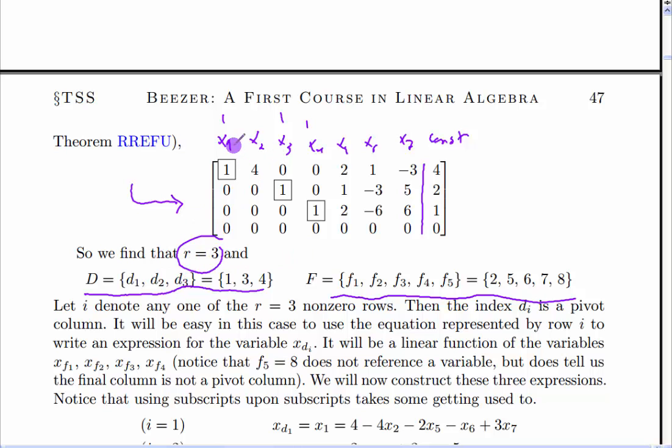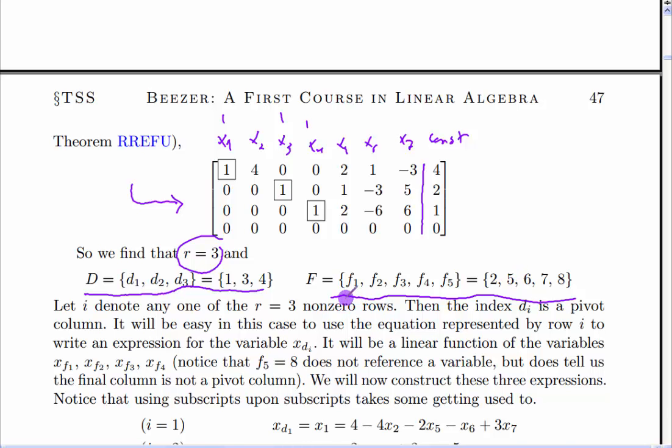I'm sorry, let me say that again. x1 is xD1, x3 is xD2 because 3 is the second index in D. And x4 is xD3. So we're using this index Di to denote which place it is in this set D. Similarly, we can talk about the x's in the set F. xF1 is x2, xF2 is x5, and so on.